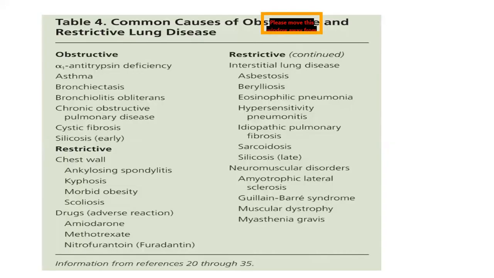This table shows the causes of obstructive and restrictive lung diseases. Simply, learn that obstructive lung diseases include asthma, COPD, and bronchiectasis, and restrictive lung diseases include chest wall abnormalities, which have multiple causes. Some medications used for a prolonged duration may cause fibrosis and interstitial lung diseases, and neuromuscular disorders. These are the causes of restrictive lung diseases.